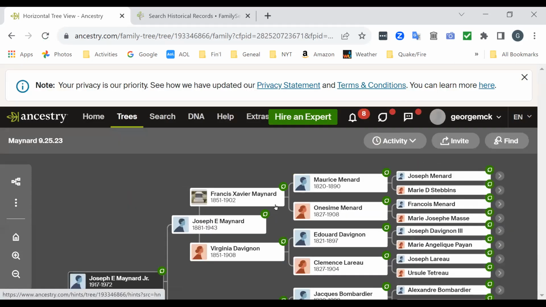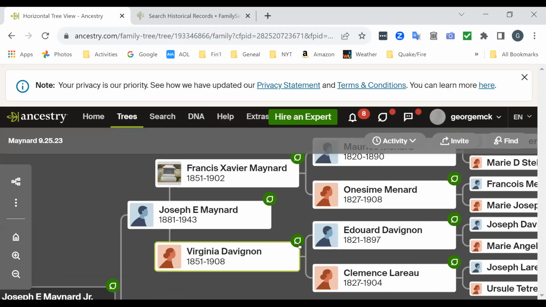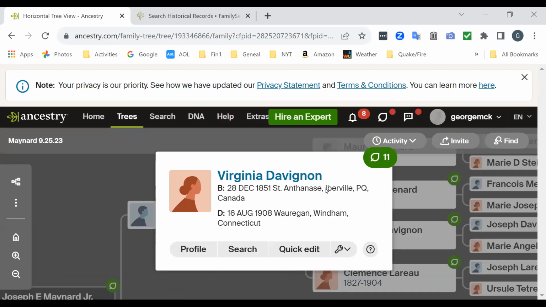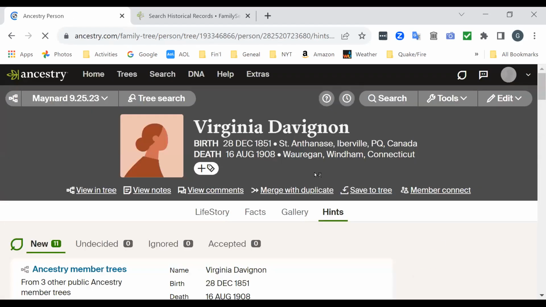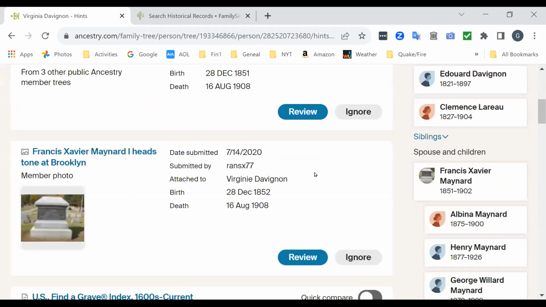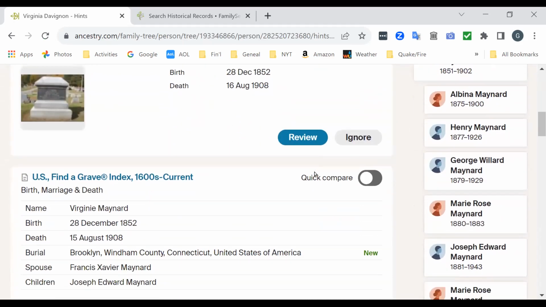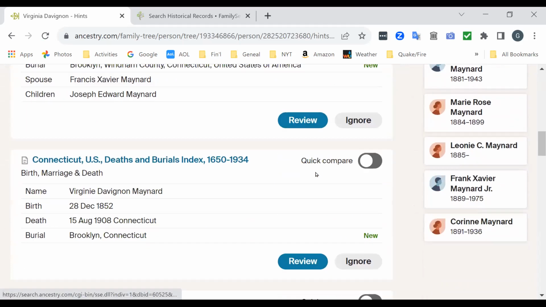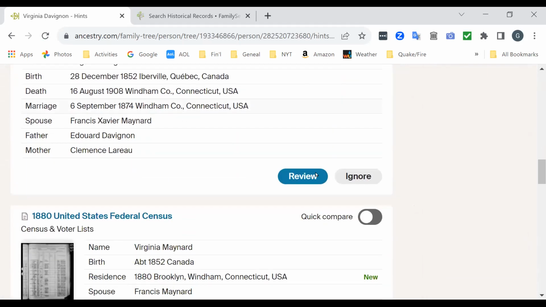Okay, and I want to go down here to Virginia because Virginia is sort of an interesting person. Virginia Davignon. I have 11 hints. Let's see what those hints look like. Okay, here's Virginia, and there she is with her husband. Find a Grave. On down.